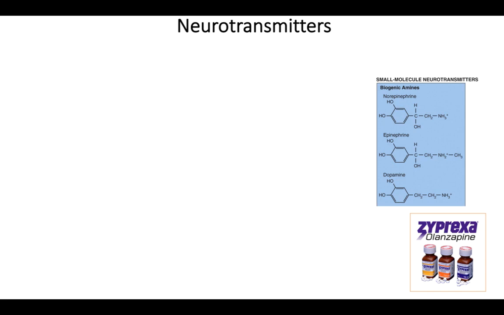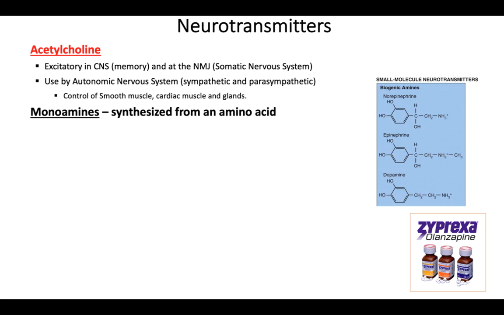So let's talk about some of these other neurotransmitters. So we've learned about acetylcholine. We've learned about it in the context of somatic motor neurons, right? It's used at the neuromuscular junction, but that's not the only place. It's used in the CNS. It's used by the autonomic nervous system, which we're going to talk about later in the semester. So it can be used to control smooth muscle. It slows the heart rate. It can stimulate sweat glands. So acetylcholine is used quite a bit in many different contexts.